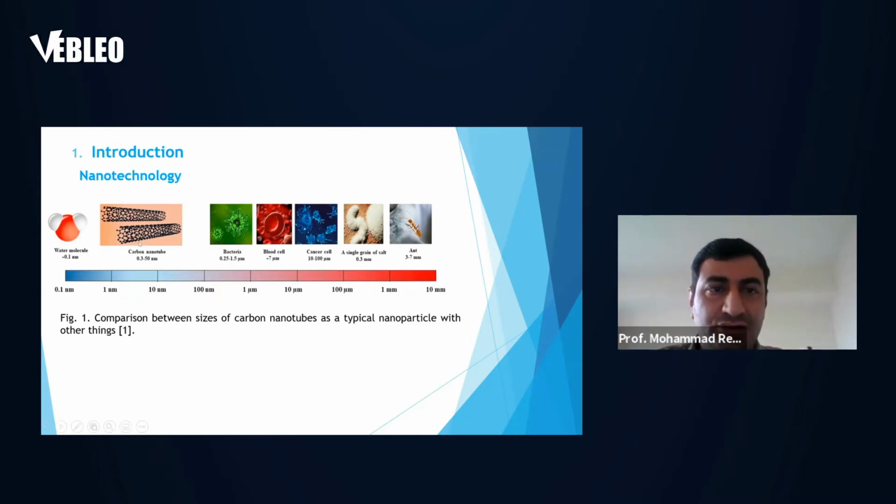For example, a carbon nanotube size is near 20 to 50 nanometer, or the water molecule is around 0.1 nanometer. So it's just about the sizes. A technology about very tiny sizes, between 0.1 nanometer and 100 nanometer. But if we think about the range from 100 nanometer to 100 micrometer, then we are going to micro technology or micro size that we need to talk about later, okay? So nanotechnology is just about the size.